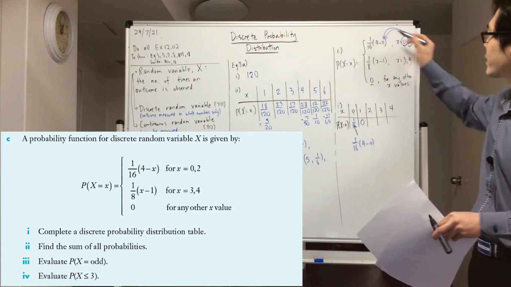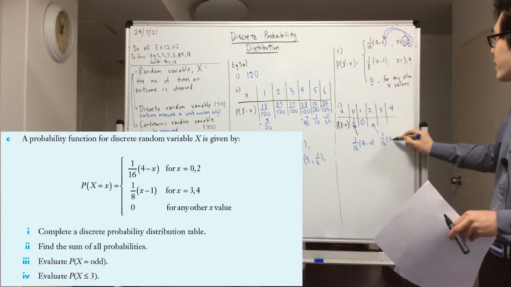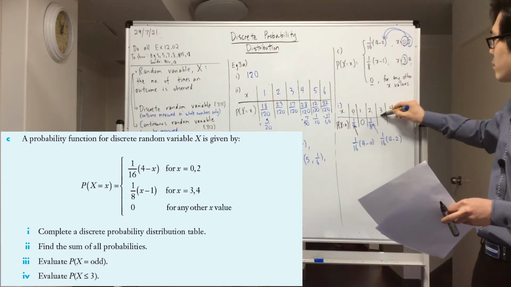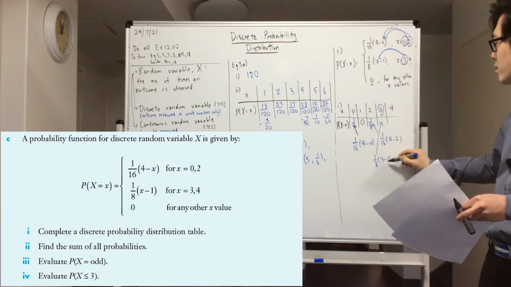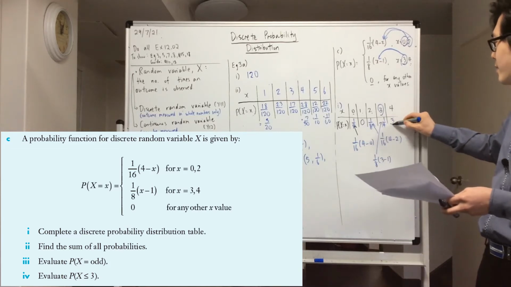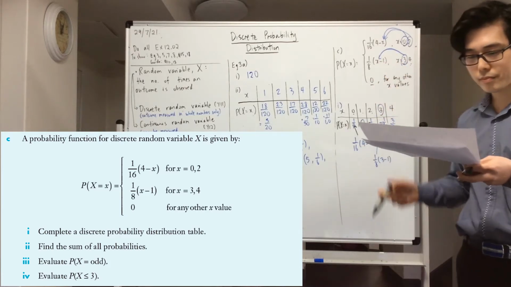Okay. 2 is here. If I substitute 2 in here, that's 1 over 16 times 4 minus 2, times 3. Put that in here. So 2 over 8, which is a quarter. And you get the idea. Okay. So this is how you read that and translate it onto a table.